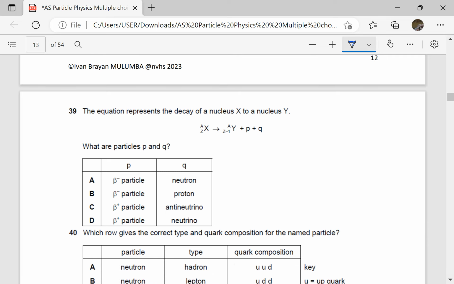The equation represents the decay of a nucleus X to a nucleus Y. What are particles P and Q? So we see that proton number has reduced by 1. Proton number is reduced by 1, so P must have a 1 there.